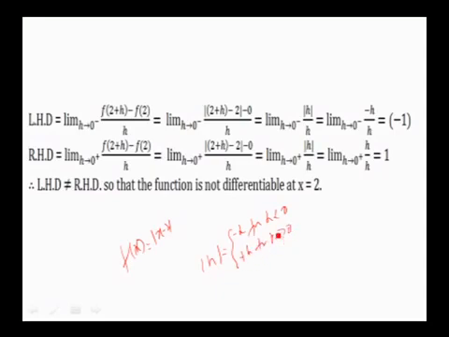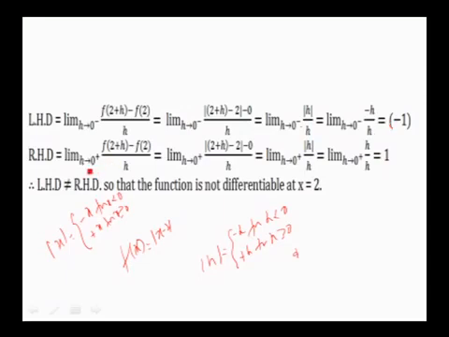So always, this mod x value or mod h value, even if you take mod x for example, is minus x for x less than 0, and plus x for x greater than or equal to 0. So here, h tends to 0 minus, so h is less than 0. Therefore mod h becomes minus h, and minus h over h is minus 1.